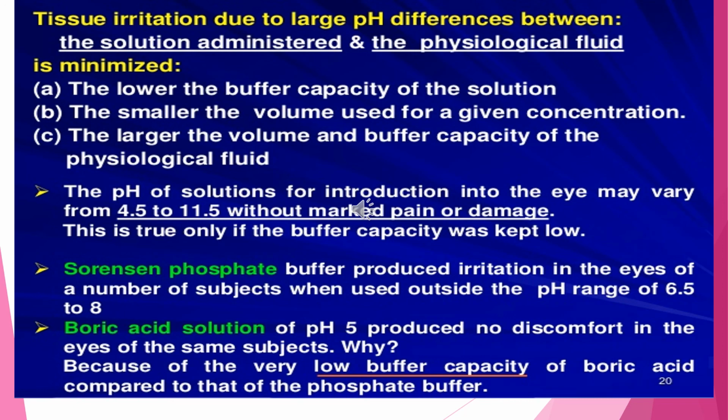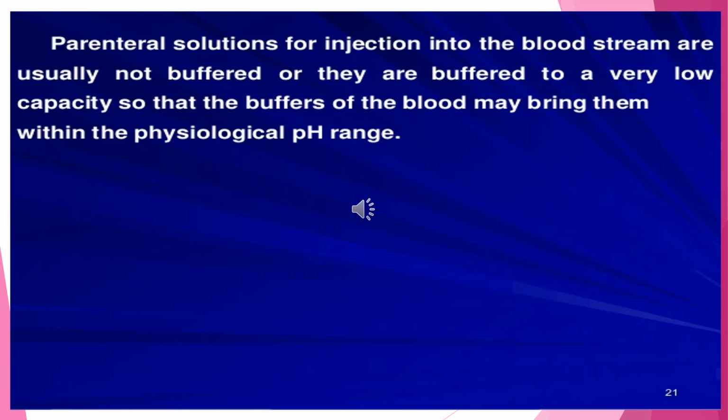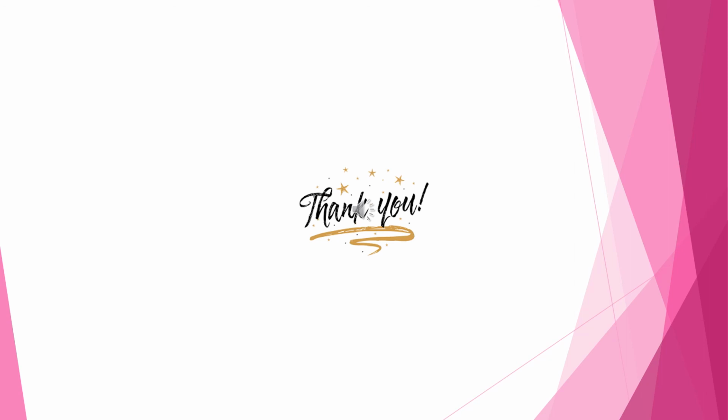Sorensen phosphate buffer produces irritation in the eyes of a number of subjects when used outside the pH range of 6.5 to 8. Yet boric acid solution of pH 5 produces no discomfort in the eyes of the same subjects. Why? Because of the very low buffer capacity of boric acid compared to that of phosphate buffer. Parenteral solutions for injection into the bloodstream are usually not buffered, or they are buffered to a very low capacity, so that the buffer of the blood may bring them within the physiological pH range.